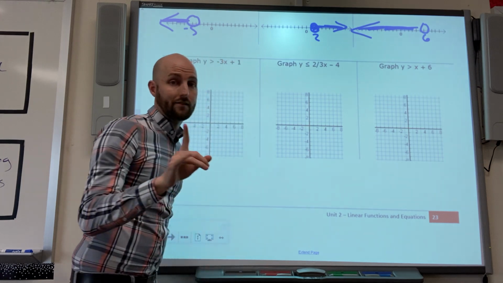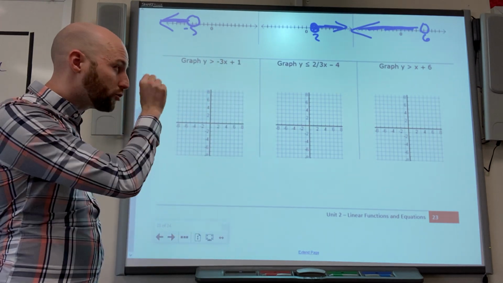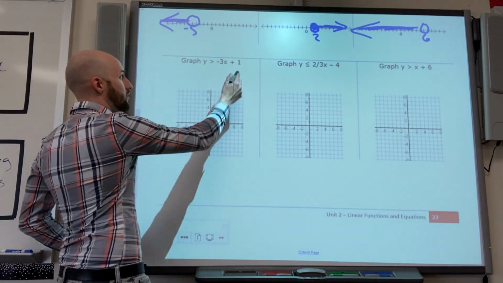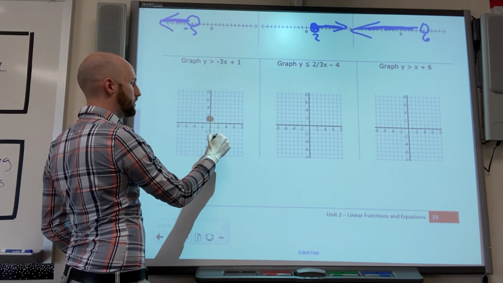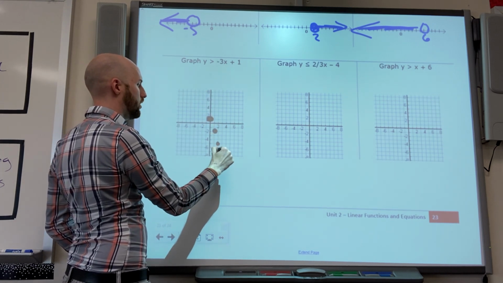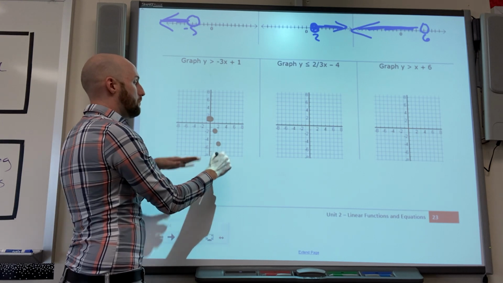The points are in the same place. Okay, los puntos mismos están en el mismo lugar. So starting at positive 1, negative 3 the slope is 1, 2, 3, 1.